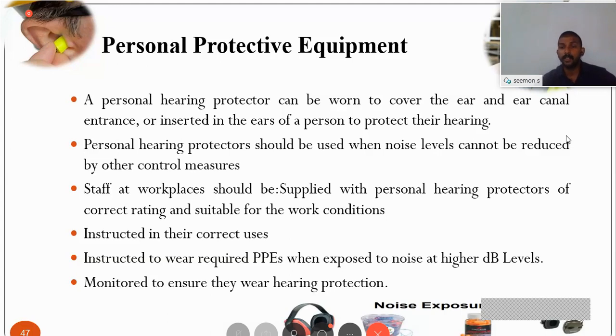And the staff who are working, we have to guide them and compel them to wear the protective equipment. These are all the ways to instruct them to wear personal protective equipment to reduce the noise. So all these things come in module number 4.